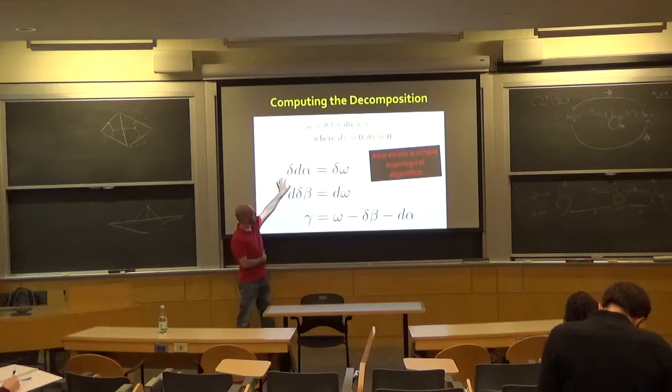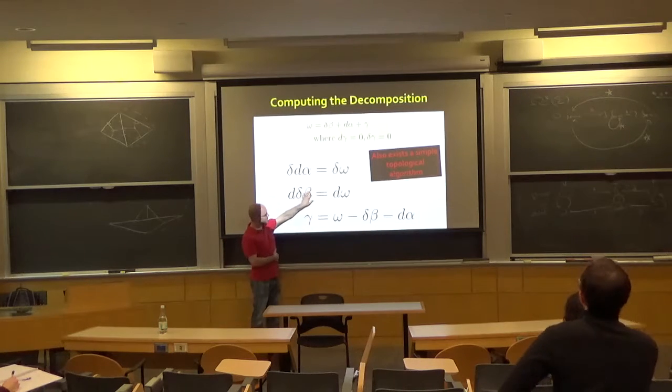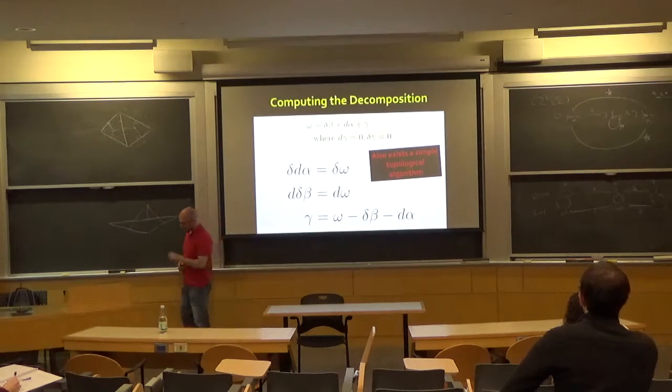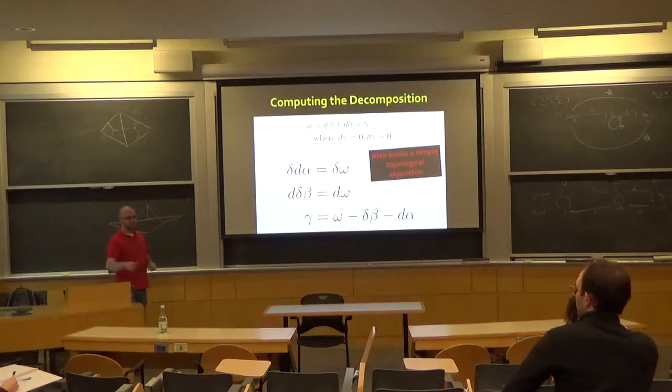Now I have a linear system of equations for alpha and beta, and then gamma is just the remaining piece after I subtract these two. So at the end of the day, this is a kind of slick way of doing the Hodge decomposition. I get it from two solves of linear systems. And what comes out is a nice decomposition of a vector field.